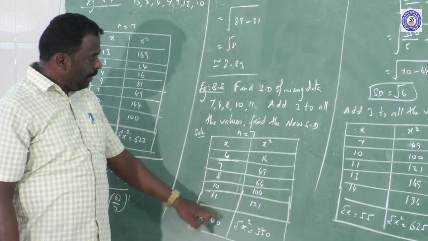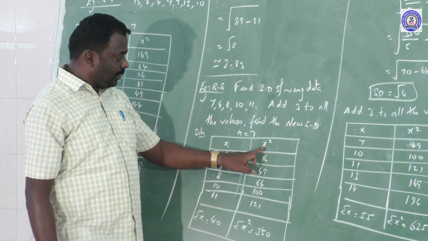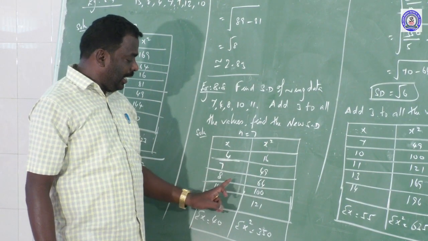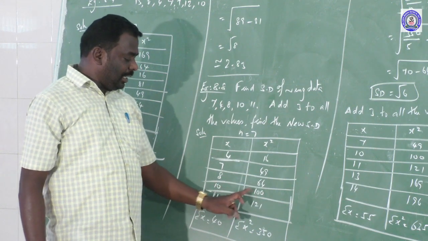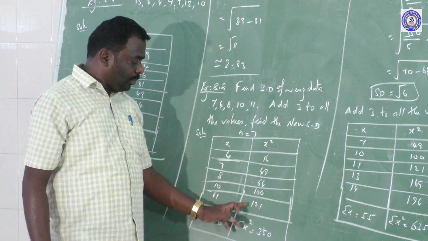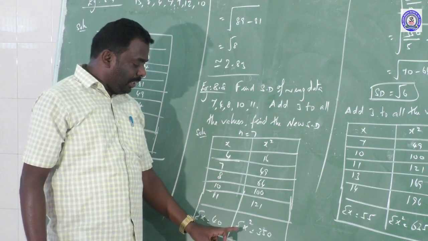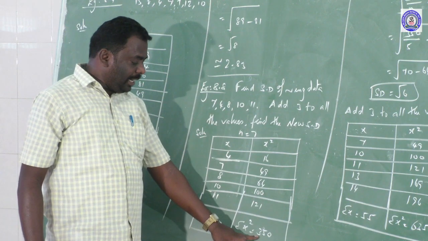The total is summation x equal to 40. The square of x is called x square, and in another column: 4 squared is 16, 7 is 49, 8 is 64, 10 is 100, and 11 is 121. Find the total for this column, defined by summation x square. That is 350.